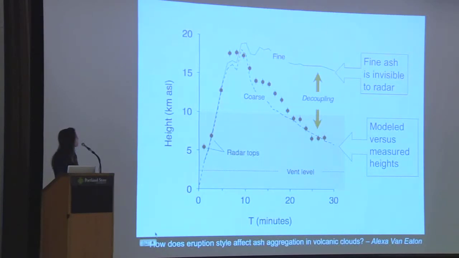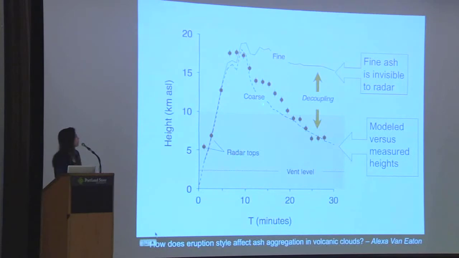So what you can see here is that through time, after about 8 or so minutes, the coarser particles are decoupling in the atmosphere from the fine ash that escaped the aggregation process. And so this is really interesting from a detection perspective, because it suggests that the fine ash was not seen by the radar, which is not surprising to a radar operator, but kind of surprising to a physical volcanologist, because we tend to use these radar plume heights as a very clear indication of where the plume went.